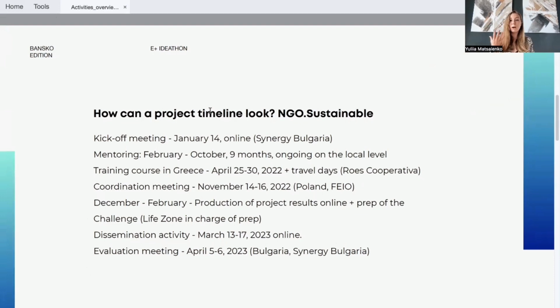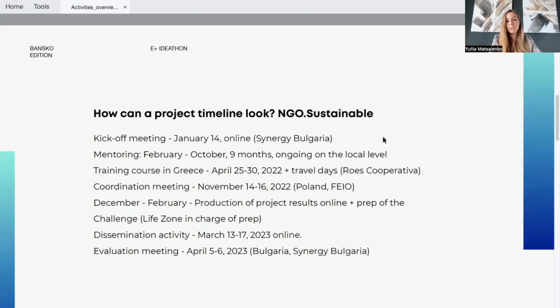The project is about 4 experienced organizations coming together and putting together a program to help young organizations, or organizations with very little or no experience in Erasmus Plus, to find a model and run their NGO sustainably. We were covering several topics. We were providing mentoring, but let's see how exactly it looked. So as you see, we start with a kickoff meeting.